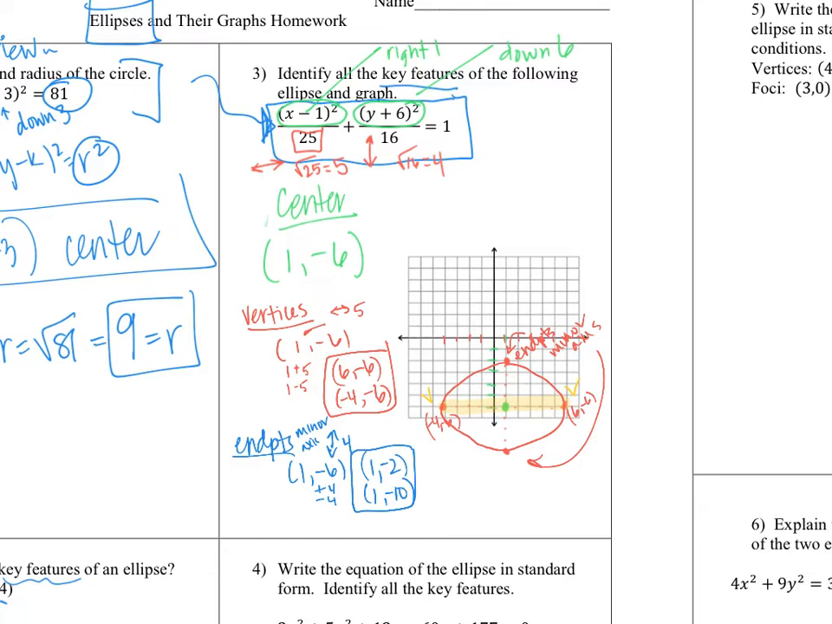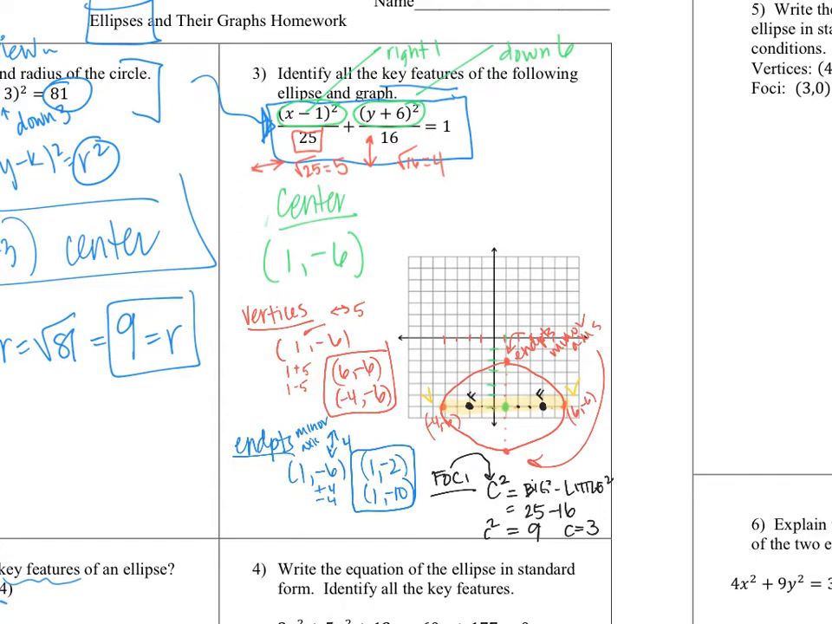So those are going to be those endpoints. And then the last thing to find is the foci. And so the relationship was that the distance to the foci, called C, is always your big guy squared minus your little guy squared. So in our case, that's going to be 25 minus 16, which is 9. So we get that C is 3. So again, they have to be on that major axis. So I'm going to go left and right 3 spaces. There's one focus, and then 1, 2, 3.